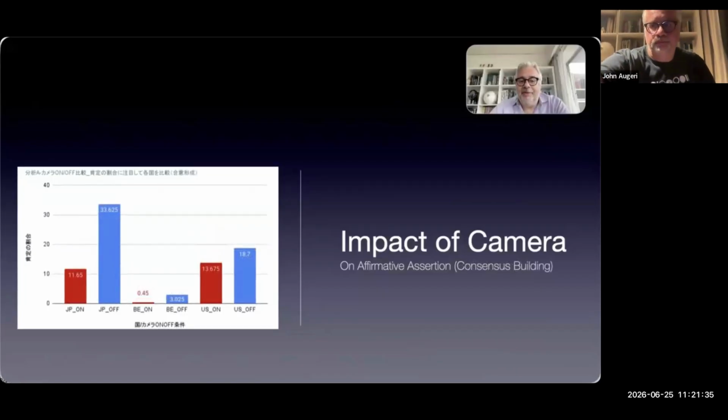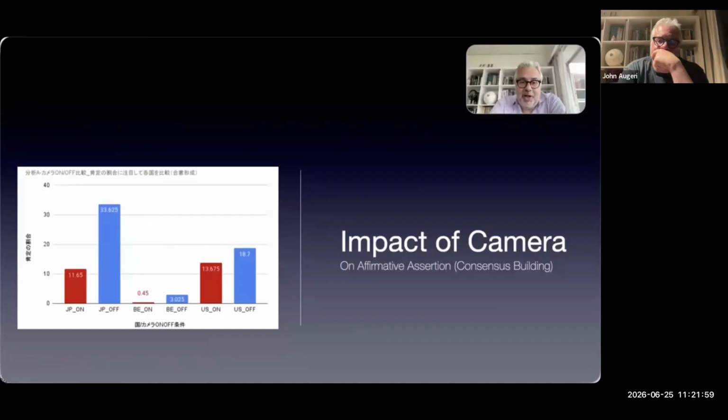The second graph shows the same kind of results, but this time it's not in brainstorming, it's in another discussion format, the consensus building. And in this format, all of the three countries showed a higher percentage of affirmative assertion with the camera off than on. The most significant difference that we could see was in Japan, in which the number was much higher with camera off than on.